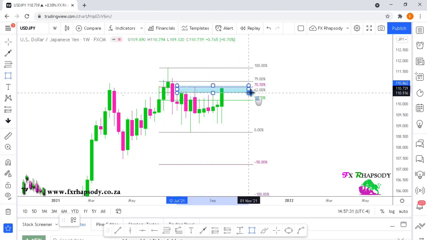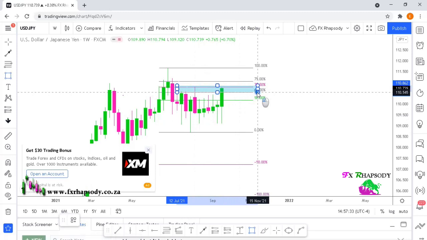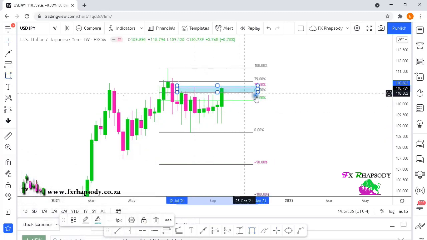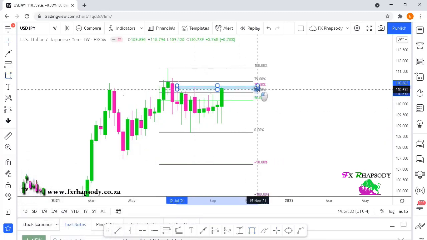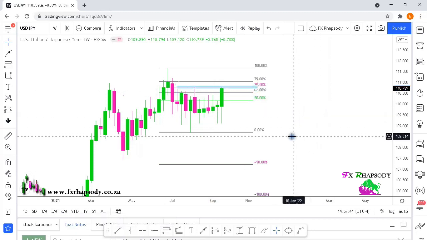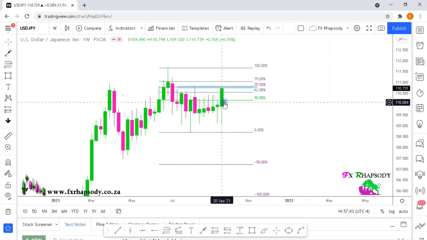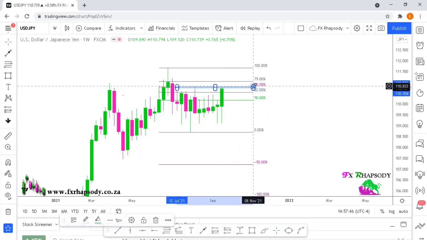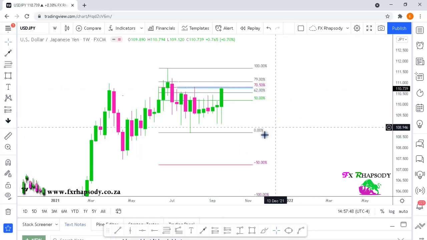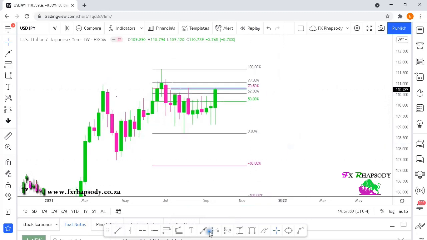Just going to highlight this area. It was a nice area of, again, resistance, but look at that. Look how nicely and precisely price came and tapped that 70.5% retracement area in the Fibonacci. So this is, again, for me, an indication, bam. Market came up, touched it. So for me, next week, I am anticipating a nice bearish candle forming on the weekly time frame.